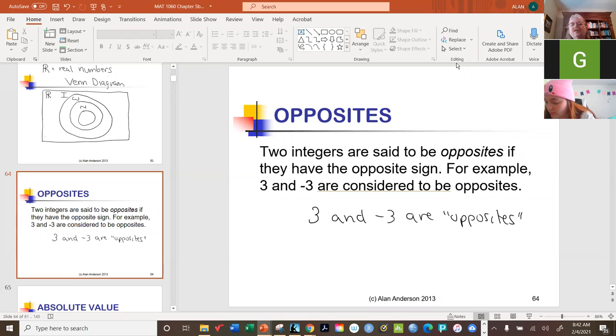You can think of a million examples. 2 and negative 2 are opposites because they're the same number with a different sign. In math, we do have a lot of terminology that sounds like things you run across in the real world, but often it means something a little different.